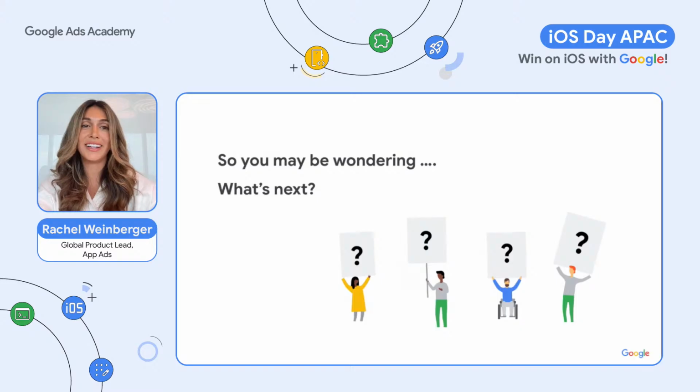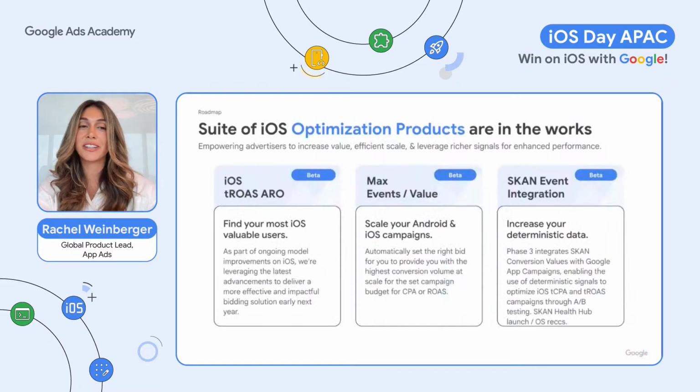So you may be wondering what's coming next, what's on the roadmap. And with that, I'm really excited to share a suite of iOS optimization products are very much in the works. The first one here, I think, is very long awaited. It's AIO for iOS, and that is in beta today. So this is using that in-app ad optimization on a target ROAS bidding strategy. So really excited to offer this in beta and see how it progresses later this year.